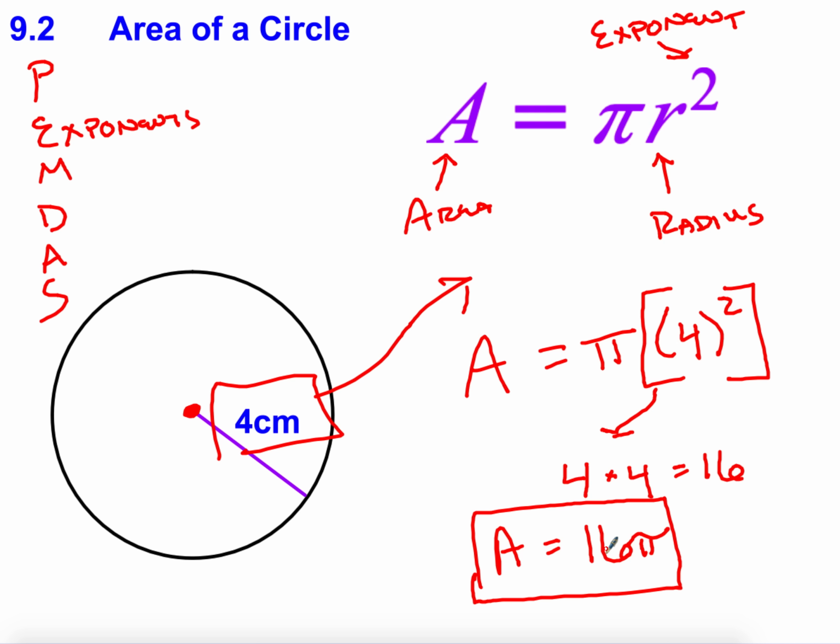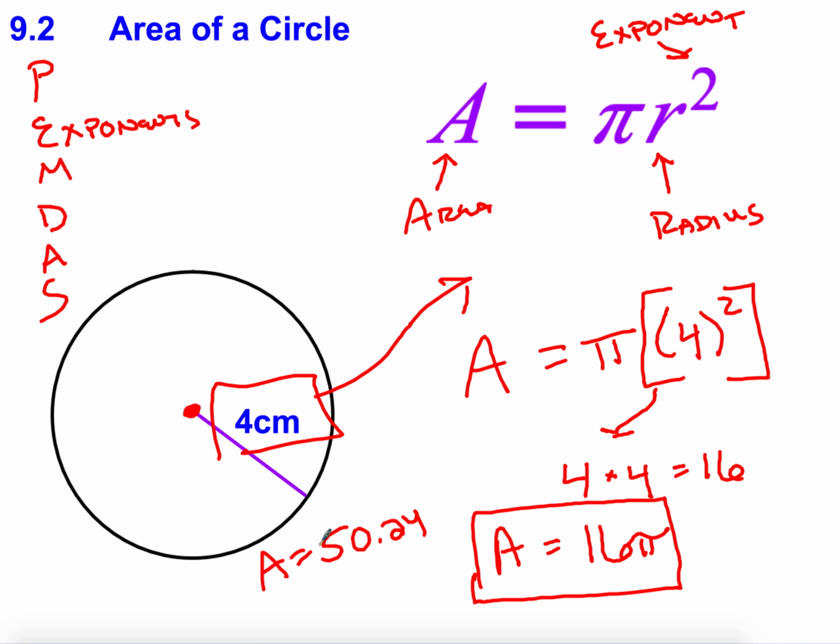But what we could do real quick, just for this particular problem, is multiply 16 by 3.14 and get an official answer. Just for the sake of time in this video, I am going to use my calculator to multiply 3.14 times 16, and I'm going to get 50.24.